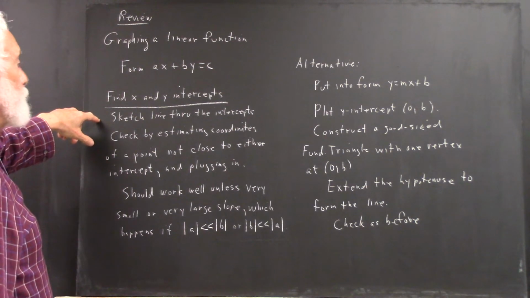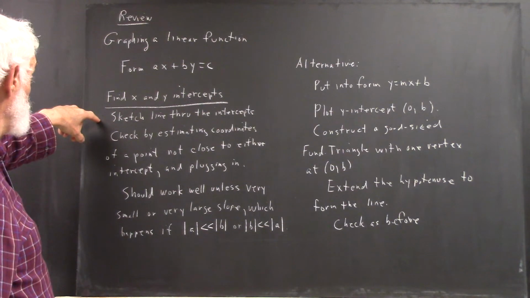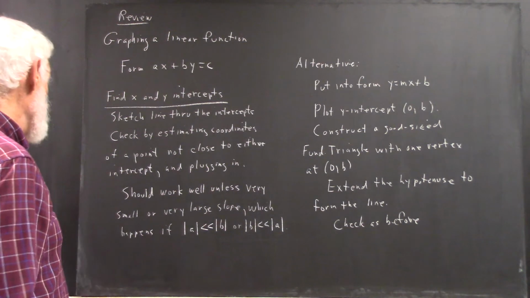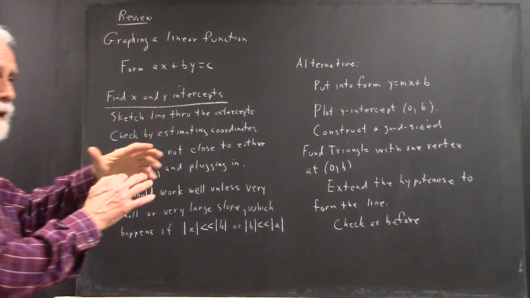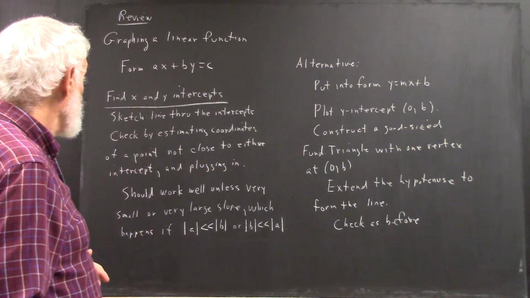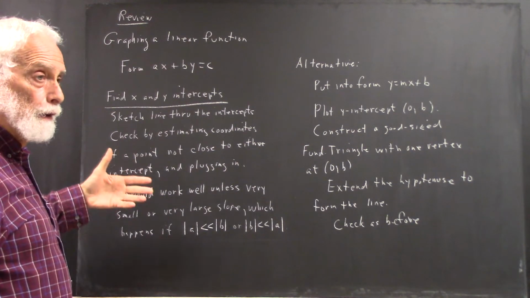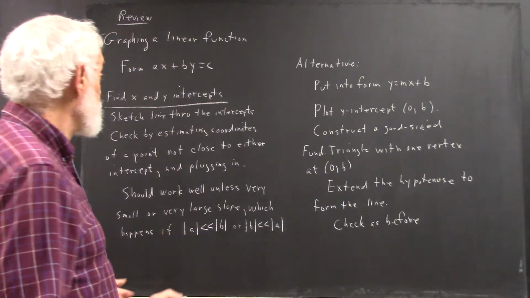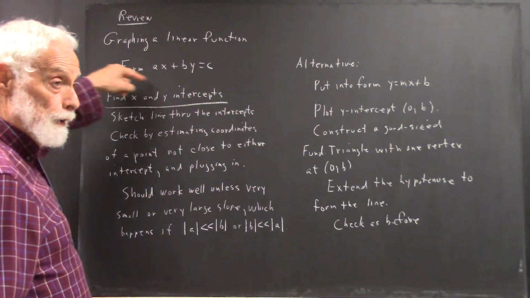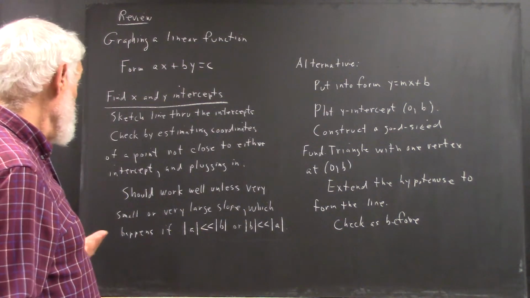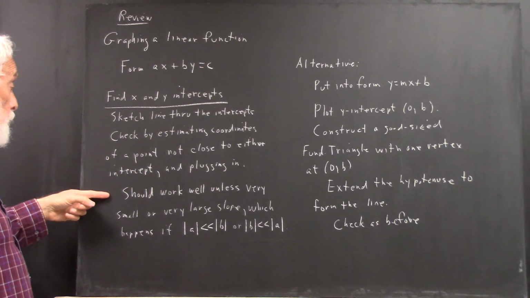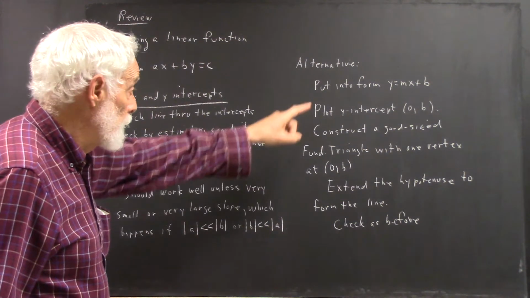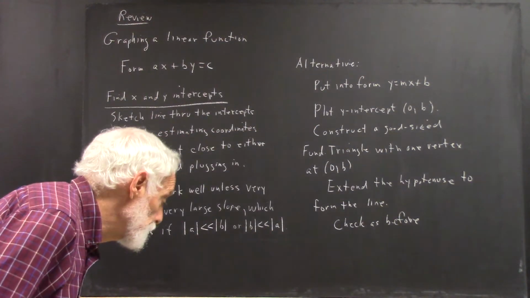Then we sketch the line through the intercepts. We get the two intercepts, we plot them on a graph, and we sketch the line. Then we check by finding another point on that line that's not very close to either of the intercepts, estimate its coordinates, and plug into the equation and see how close the two sides end up. This should work pretty well, unless you have a very large or a very small slope, in which case you go to the alternative, which we'll talk about separately.